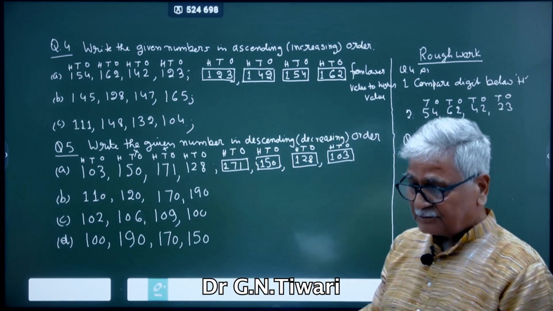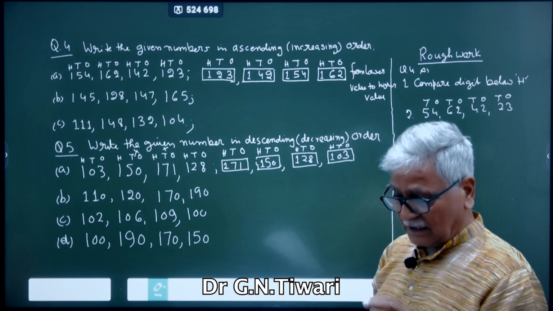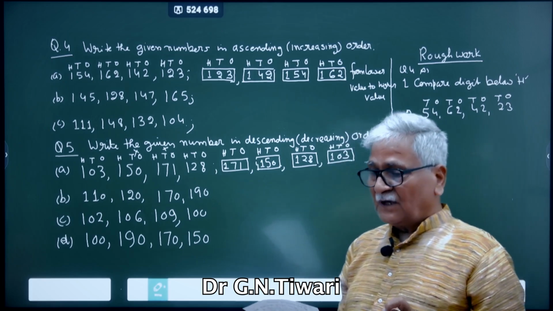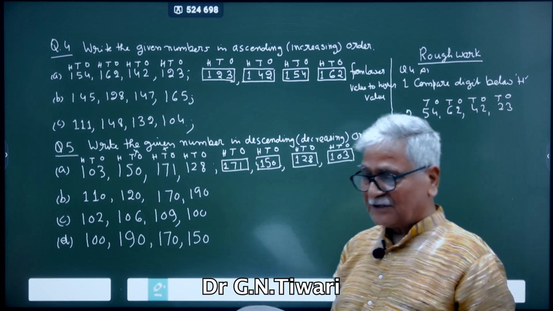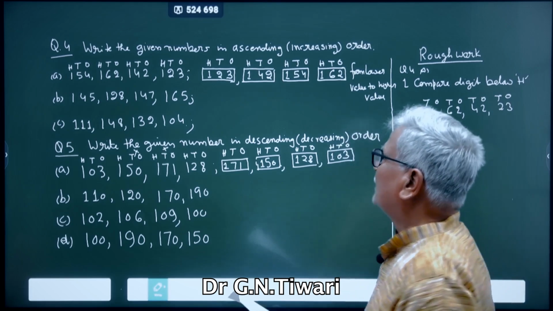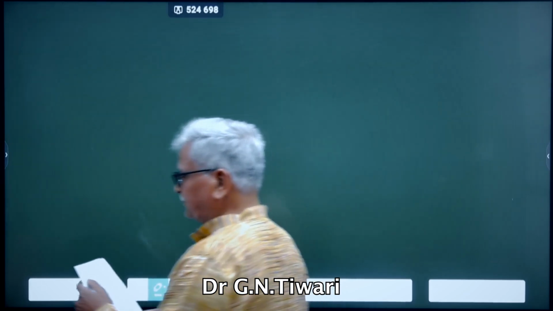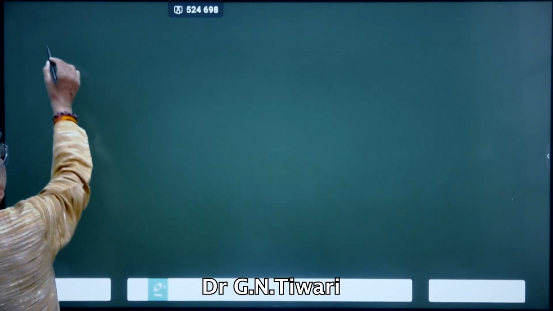Now, again I am giving a question. There are 4 questions to make a distinction between odd numbers and even numbers. So it is very easy. I will complete this quickly. First, question 6.